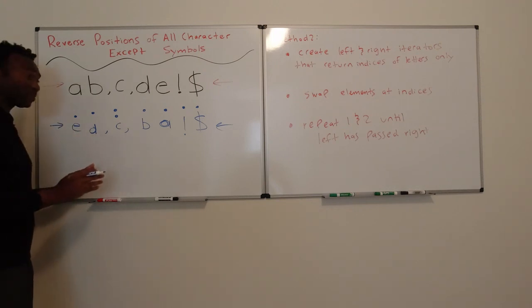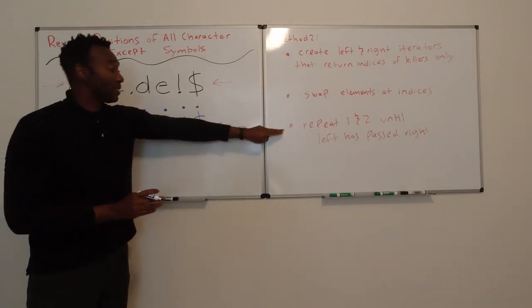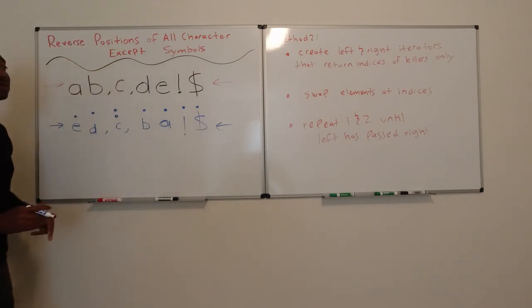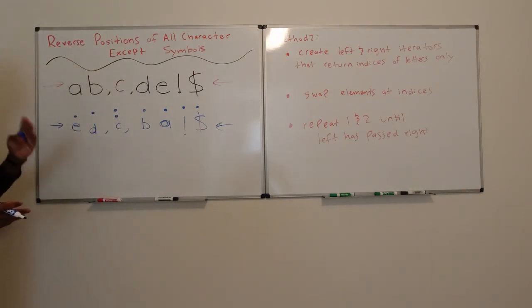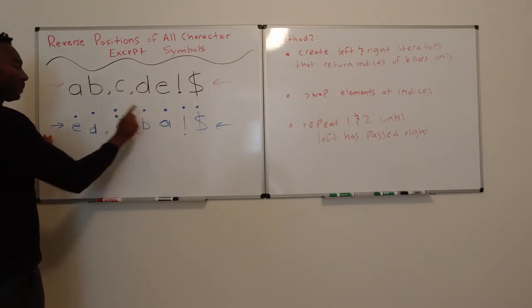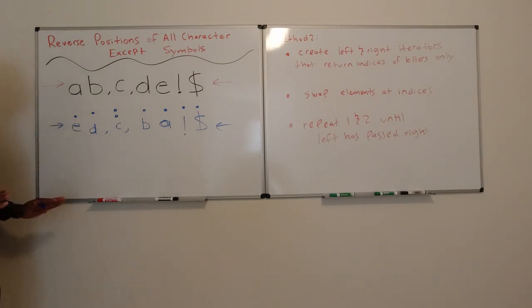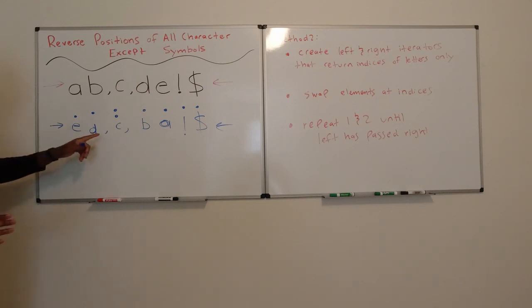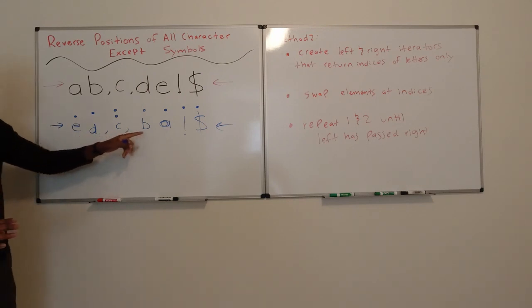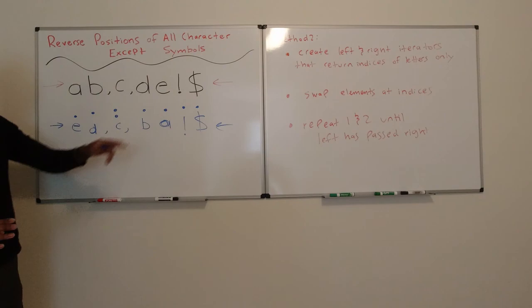And then, you can go back to this step, which says, repeat until left has passed right. At that point, left would pass right, because left would be on the B, and then the right would be on the D. And then you can stop. Now that we've stopped, we can see if we've met the requirements. Yes, we have. We have the letters, which have been reversed. And then we have the symbols in exactly the same positions as they were in the original input.